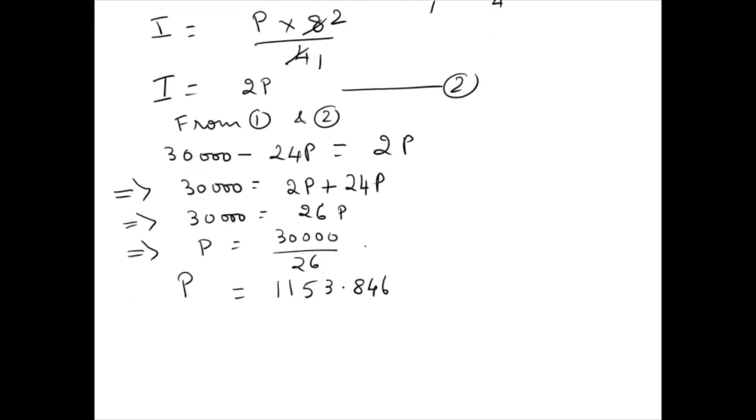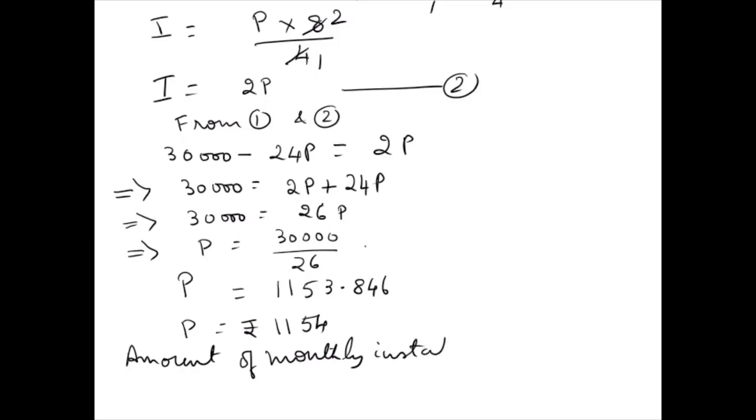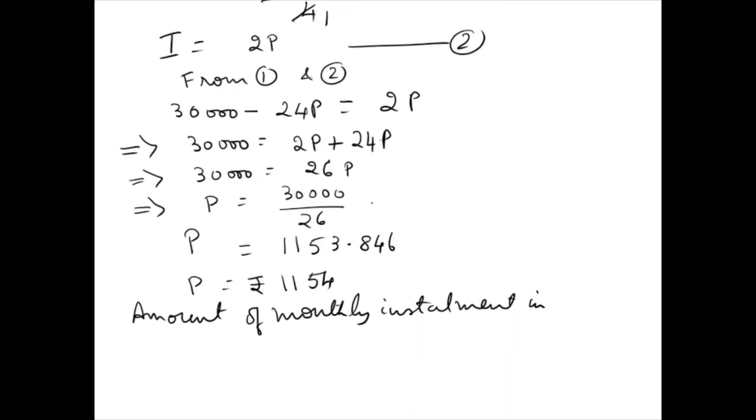Okay, so now in decimals you are getting... So if you round it off, because they want it in multiples of 5, P is equal to, once you round it off, this will become 1154. So the amount of monthly installment in multiples of 5 they want. The nearest to this in multiples of 5 is 1155, so it is equal to rupees 1155. Did you get it?